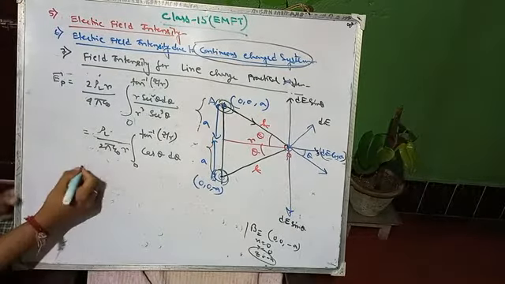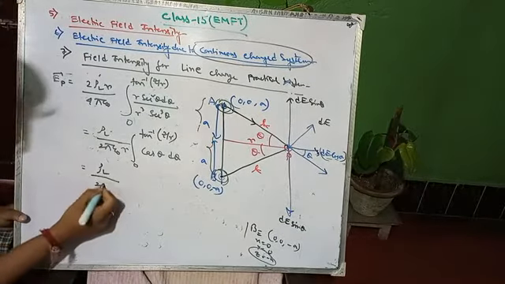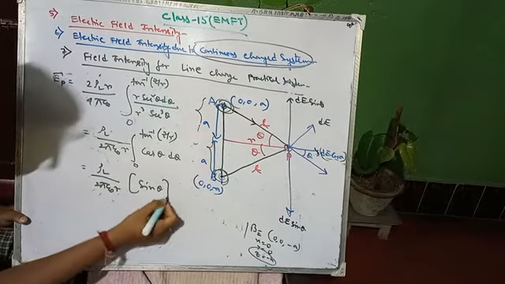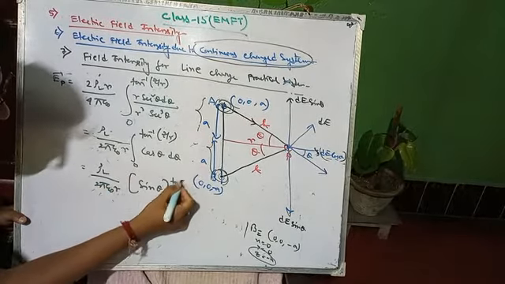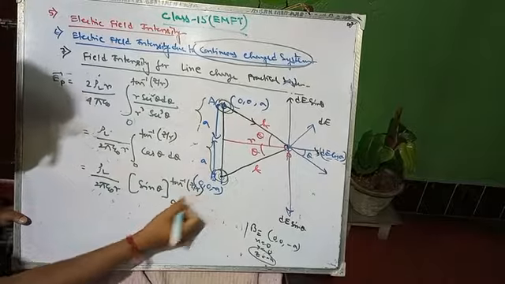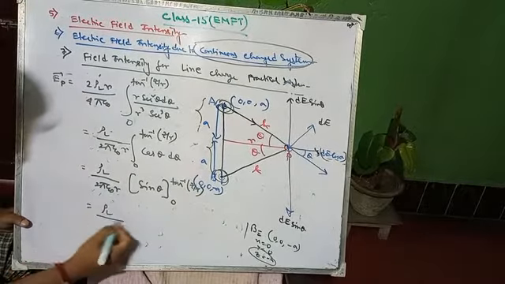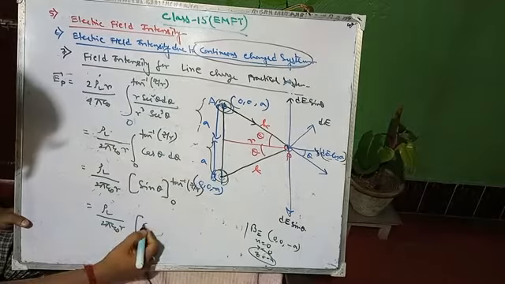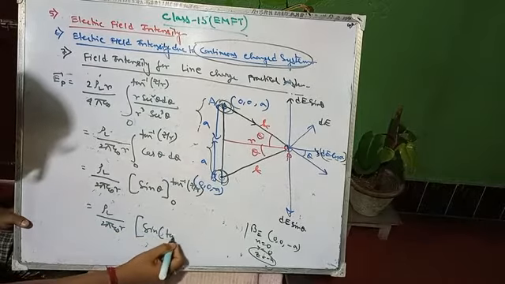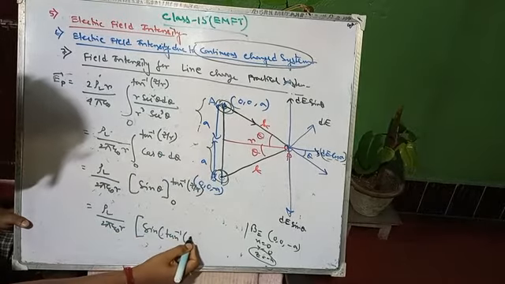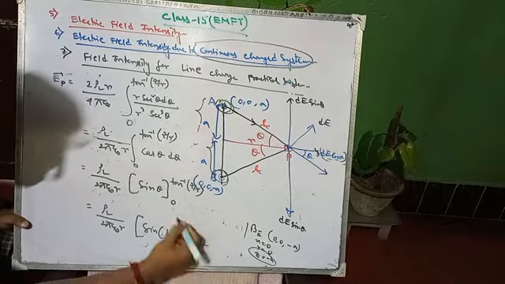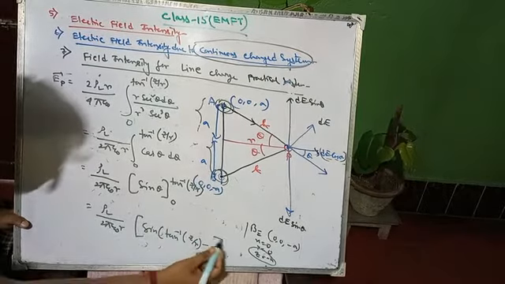Okay, so what will be the ultimate integration value? After integration we have rho l by 2 pi epsilon naught r times sin theta, over the limit 0 to tan inverse z by r. So the first one is sine of tan inverse z by r, and minus sine 0, that means 0, so it is not required.